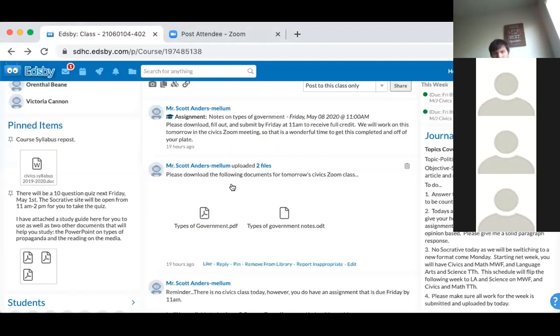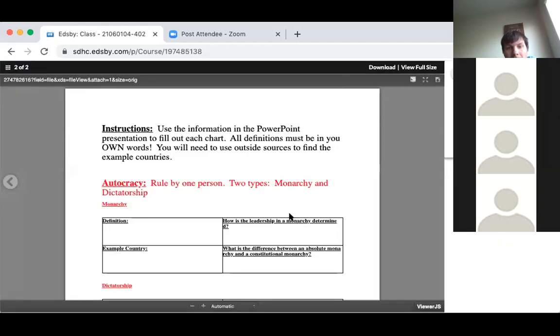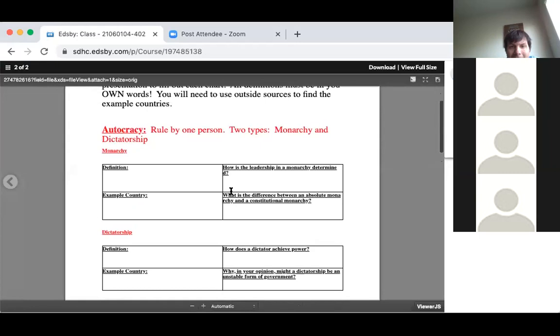What we're going to do today, you have a PowerPoint presentation that I put together for you guys. It's going to reinforce what we did last time. We talked about different types of government. It's the same material, a little bit more in depth. You guys have notes that you're going to fill out, and it looks something like this. When you download it, this will be fillable for you to type in.